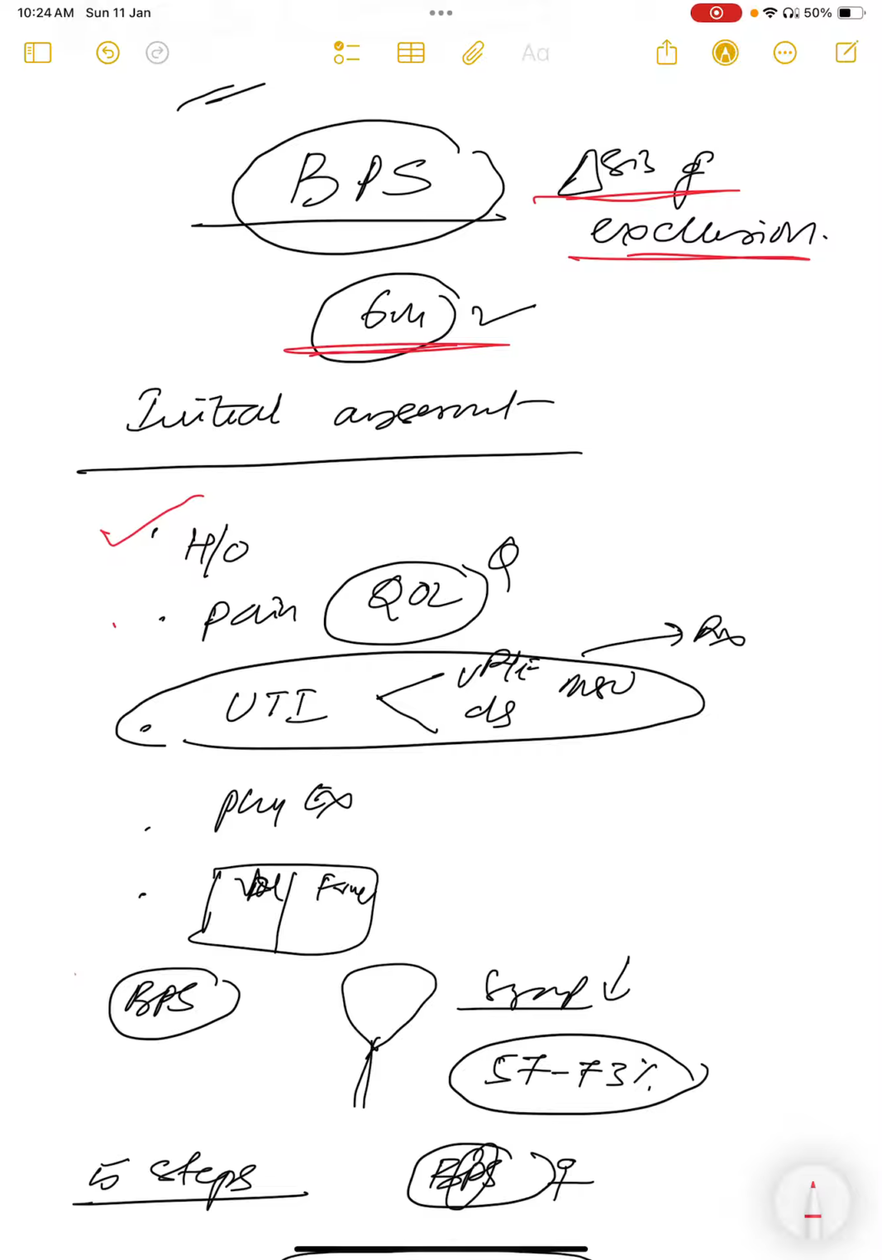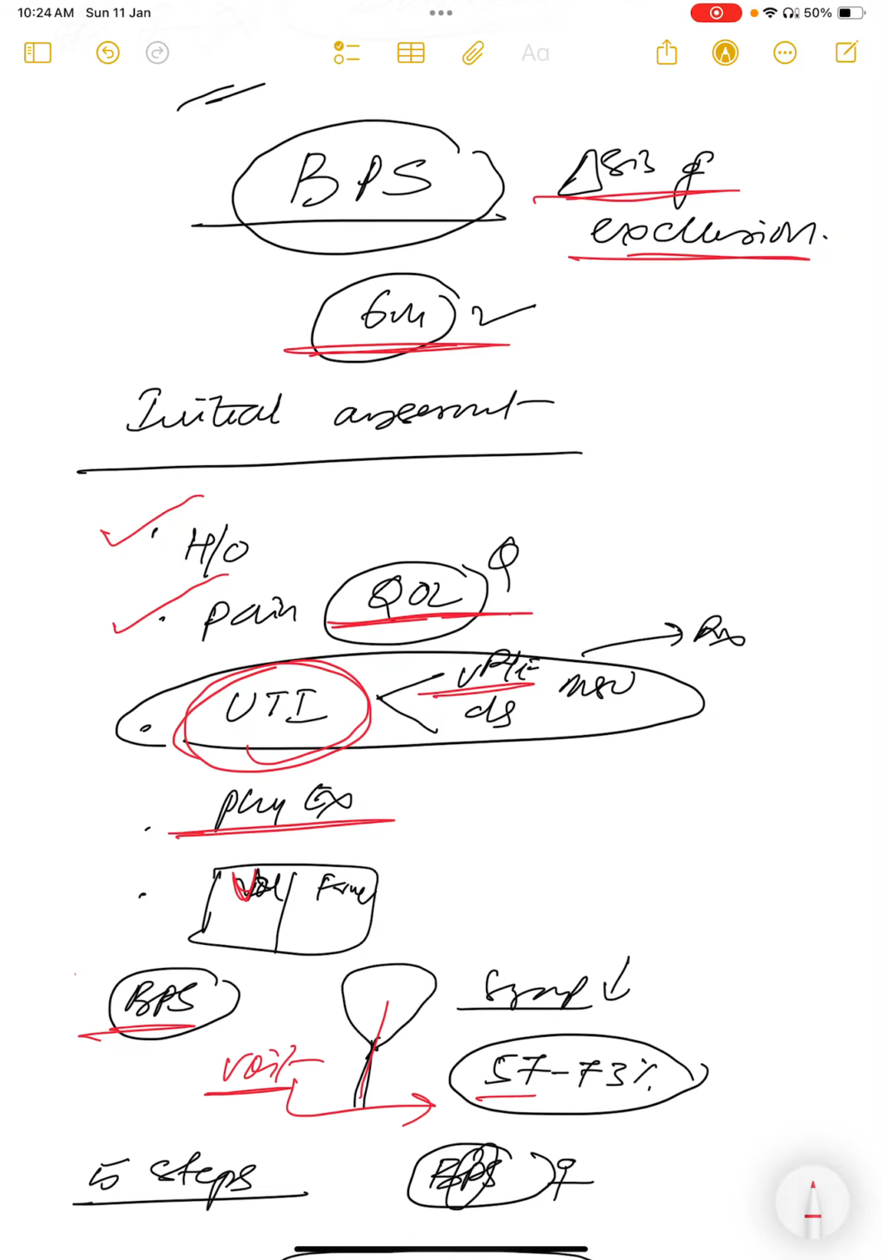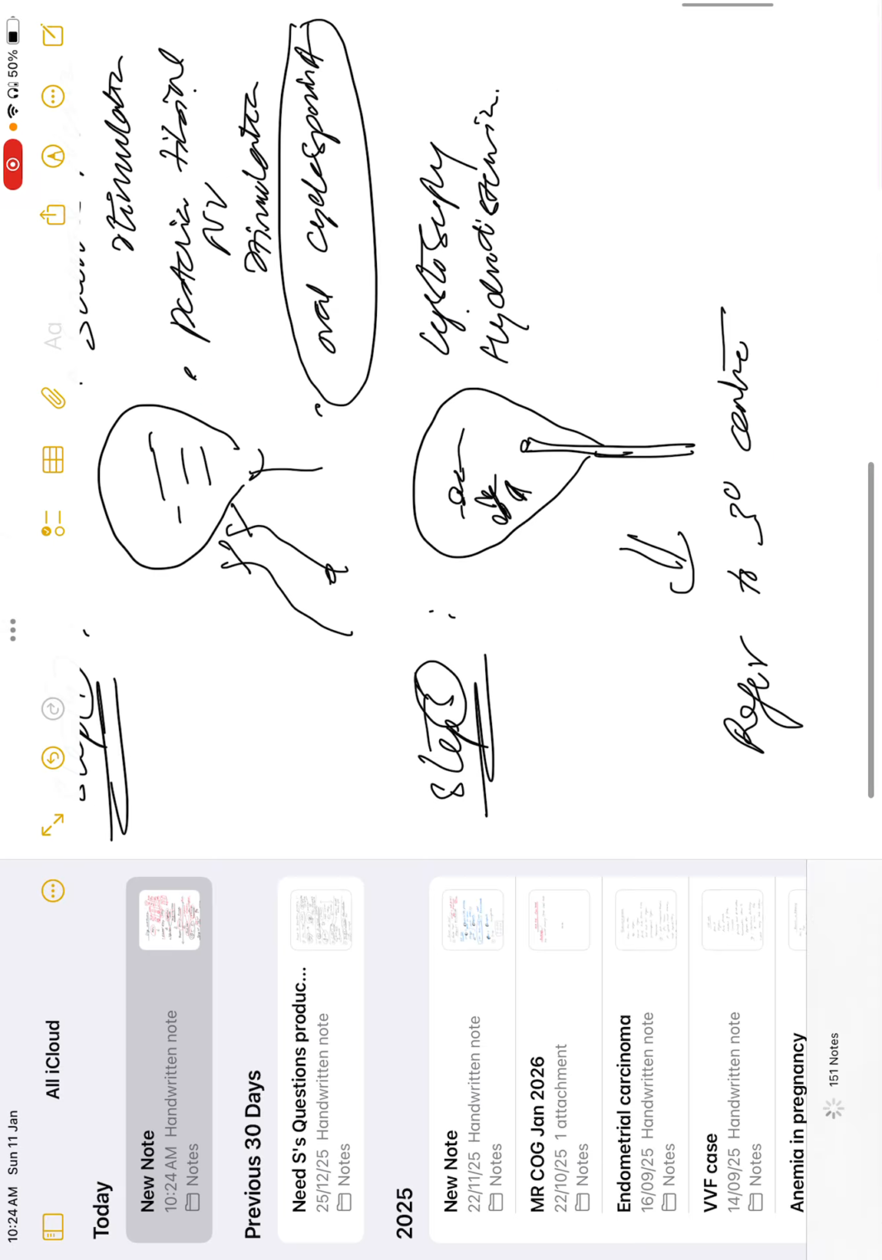You'll take the history, you'll take the pain history, and you'll assess the quality of life. You'll rule out UTI by means of urine routine and culture sensitivity. Physical examination is done. Volume and frequency charts are maintained. In bladder pain syndrome, generally if they void, the symptoms reduce in 57 to 73% of the patients.